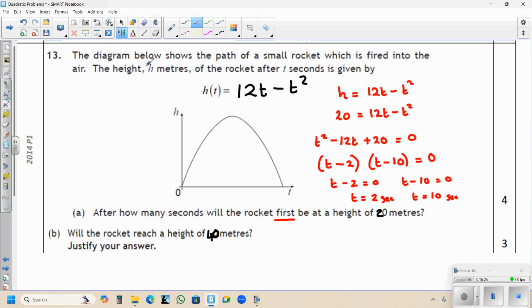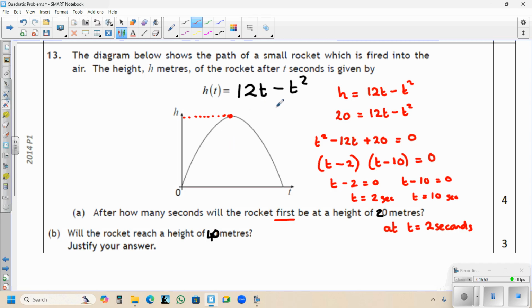So we have to answer that question. It says, after how many seconds will the rocket first be at a height of 20 metres? So it will be first at a height of 20 metres at t equal to 2 or after 2 seconds. Now the next bit, will the rocket reach a height of 40 metres? I don't know, there's the maximum height there. So I need to find this turning point.